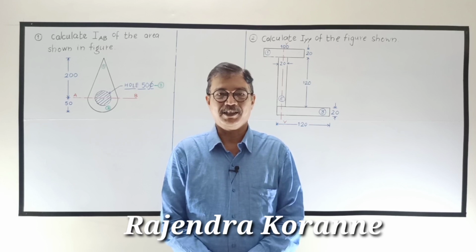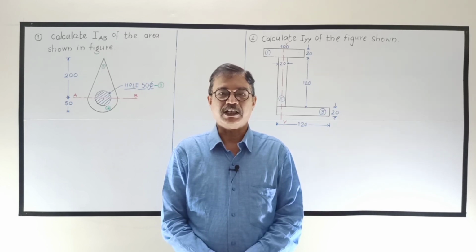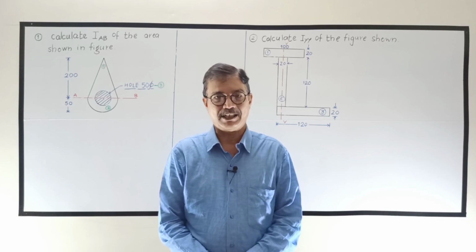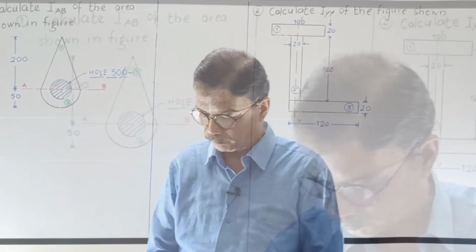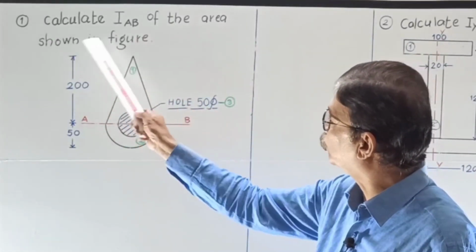In this video lecture, we will solve some miscellaneous problems on moment of inertia which are asked in diploma engineering examination. Let us see the problem. So the first problem is calculate IAB of the area shown in the figure.